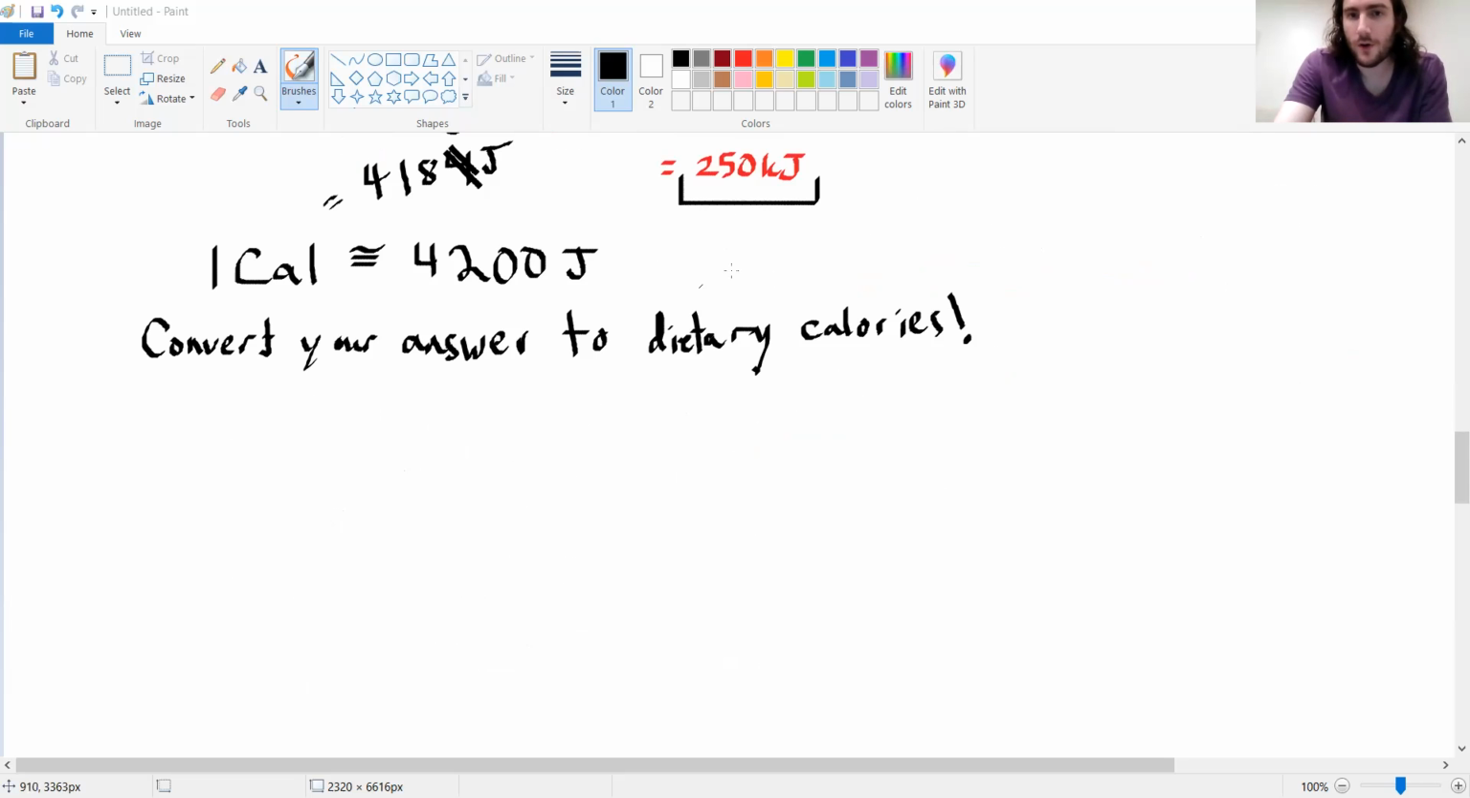Now, if there are no questions, we can go on to the next section, which is potential energy. So are there any questions?